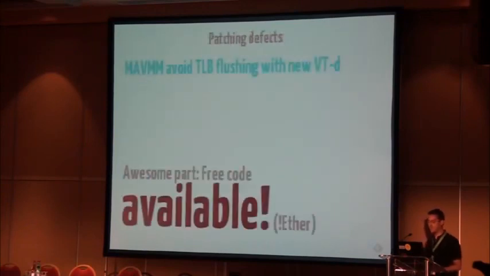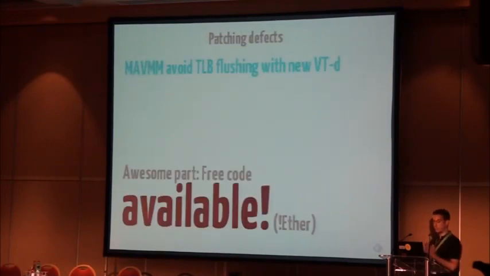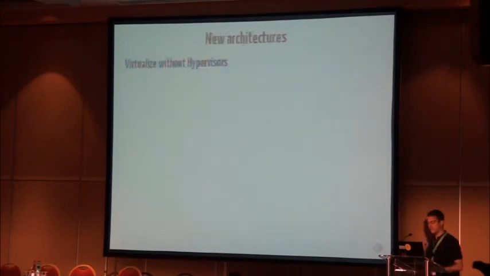You can also patch defects. MAVMM, for malware analysis VMM, avoids TLB flushing with new VT-d, for hardware-assisted virtualization for memory. And the awesome part with this one is the available code. ATER was not available. This one is available, so we can use it, patch it, modify it, understand it, detect it. But it's cool. So we have new architectures, virtualized without hypervisors. Speaking about virtualization with ATER, but we have also research papers such as NoHype.